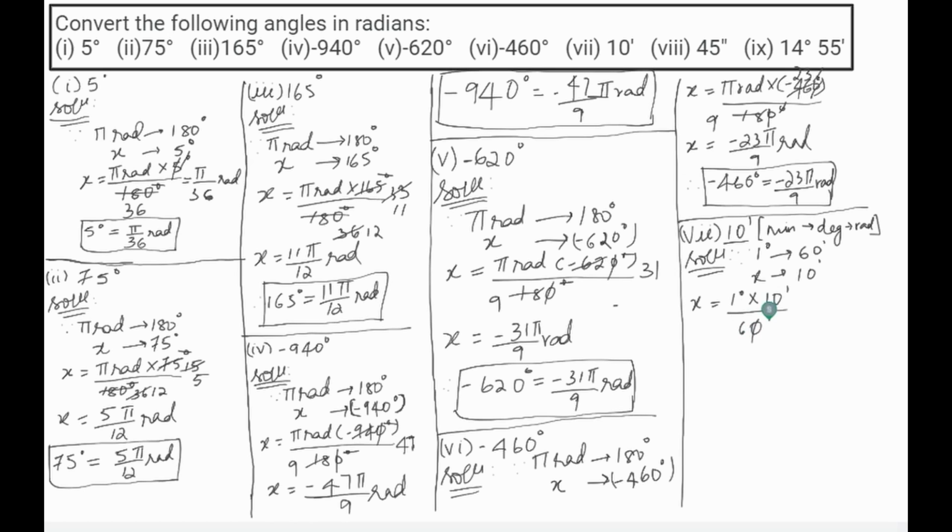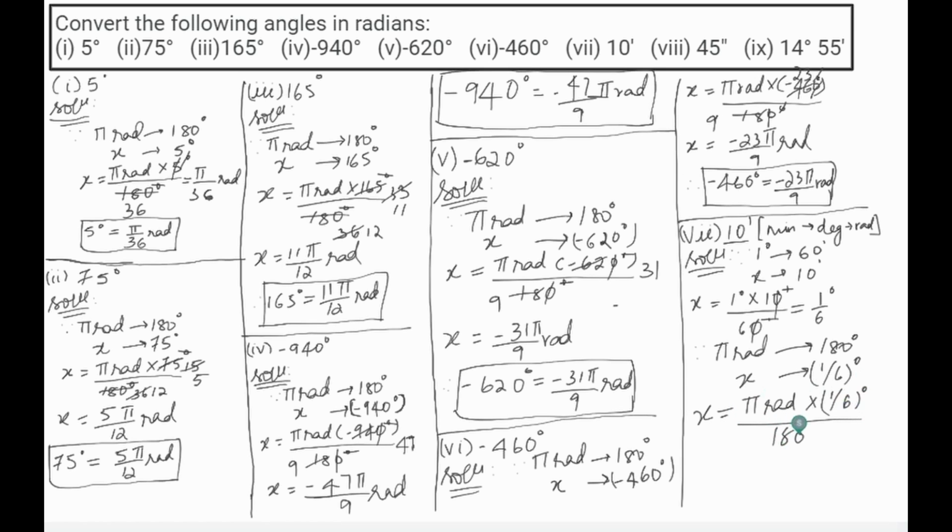0 and 0 cancel out each other. Minute unit and minute unit cancel out each other. We have 1 by 6 degree. So we know that pi radians is equal to 180 degrees. So how much is 1 by 6 degrees in radians? Let this be x. When we cross multiply this, we get pi radians into 1 by 6 degrees divided by 180 degrees.